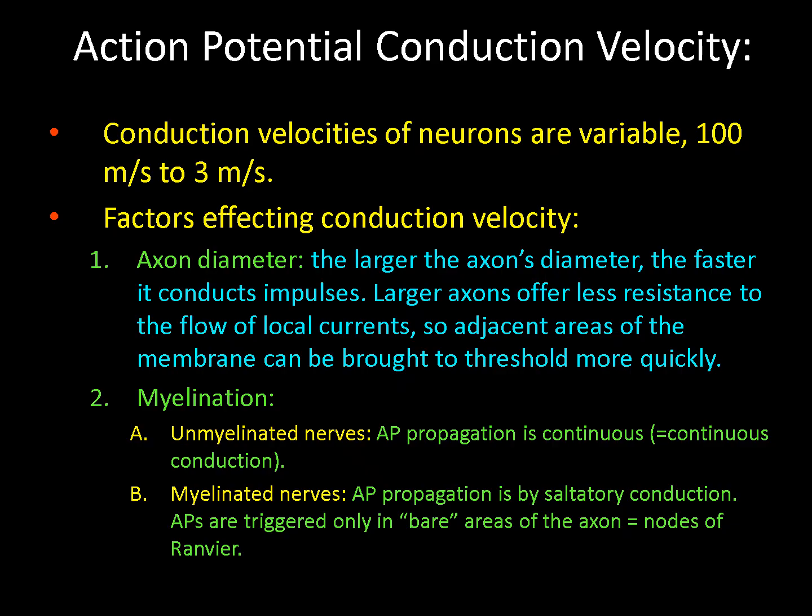Conduction velocity is a measurement of how fast action potentials can travel along an axon. Conduction velocities of neurons are variable, ranging from 100 meters per second to only 3 meters per second. There are two factors that affect conduction velocities of neurons, one the diameter of the axon, and two the degree of myelination. The larger the diameter of an axon, the faster it can conduct action potentials because larger axons have less resistance to the flow of local currents, so adjacent areas of the membrane can be brought to threshold more quickly. There is also less ion leakage because of the surface to volume ratio of the axon.